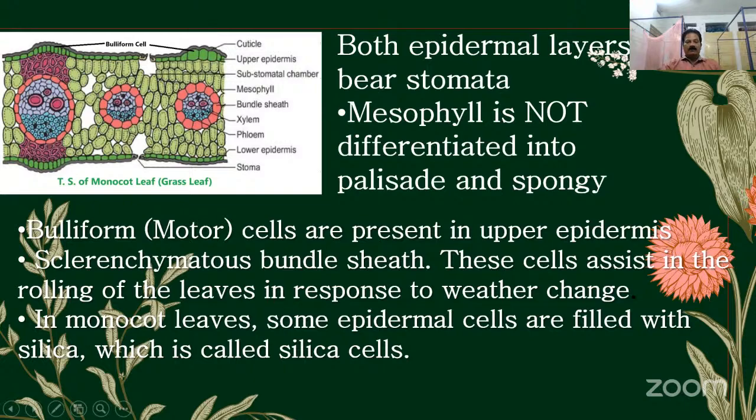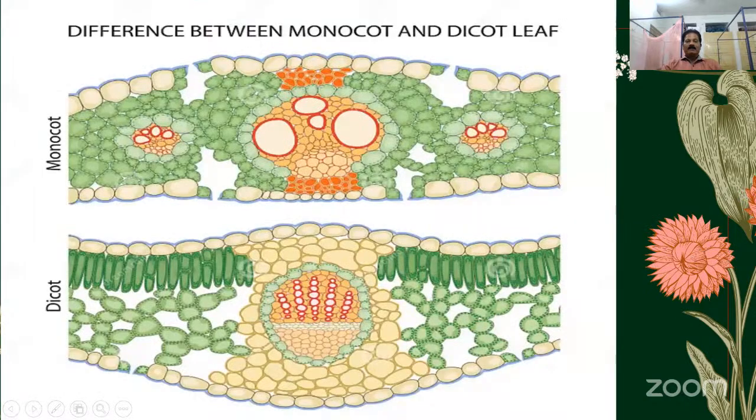So have a look, a comparative study. The upper part, the TS of leaf, is the monocot leaf. The lower one is the dicot leaf. Now we can compare. See, the upper epidermis has stomata, and the lower epidermis also has stomata in the monocot leaf. Here the figure shows two stomata, here also two stomata. Here you can see very few stomata. Here in the figure you cannot see stomata on the upper epidermis. On the lower epidermis you can find two stomata. Here bulliform cells are there in the upper epidermis, but in the figure they are not shown.